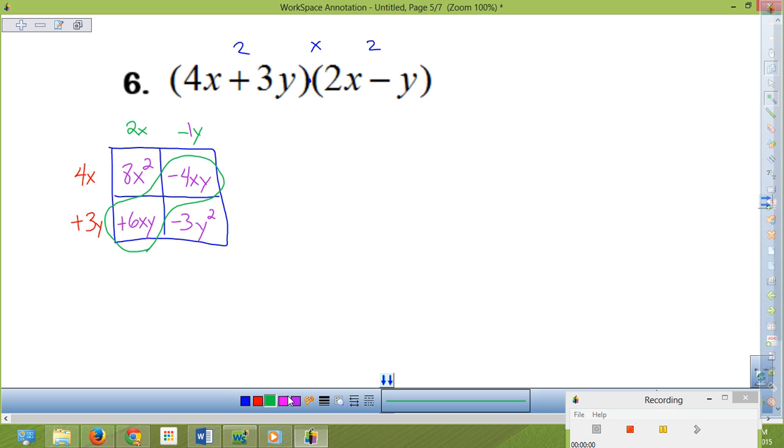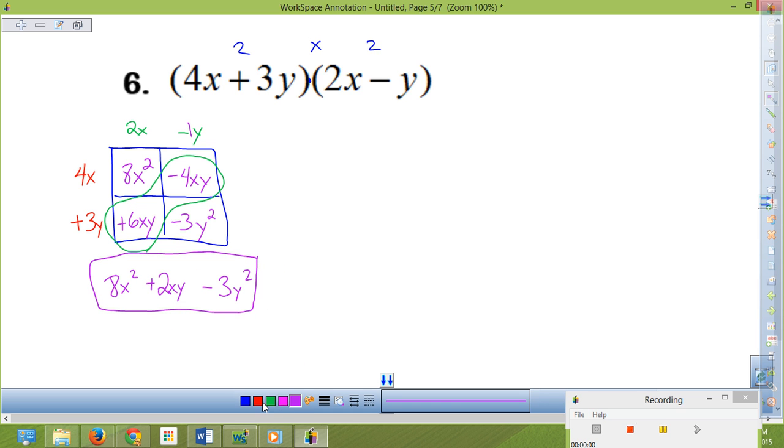Okay? Notice how 8x squared doesn't, and then negative 3y squared doesn't. But this has an x and this has a y. This has an x and a y. So you have 6xy's minus 4xy's, which is positive 2xy's. Okay? And that's our answer.